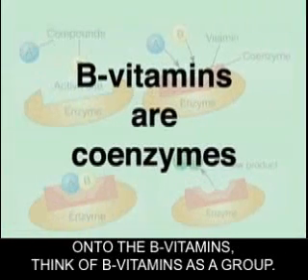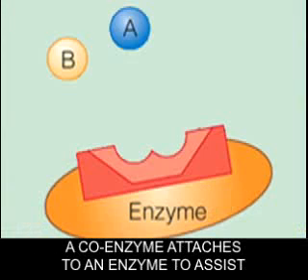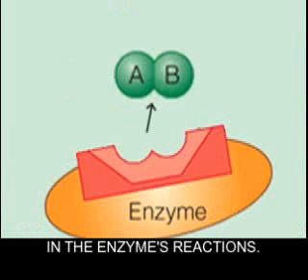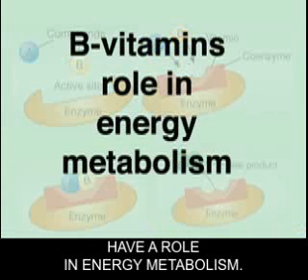On to the B vitamins. Think of the B vitamins as a group. Their main role is to act as coenzymes. A coenzyme attaches to an enzyme to assist in the enzyme's reactions. All B vitamins do this. Most of the B vitamins have a role in energy metabolism.